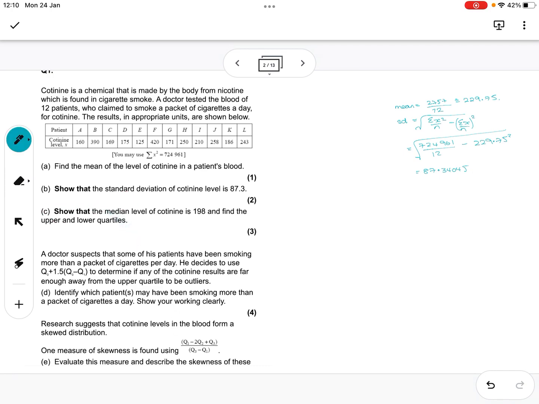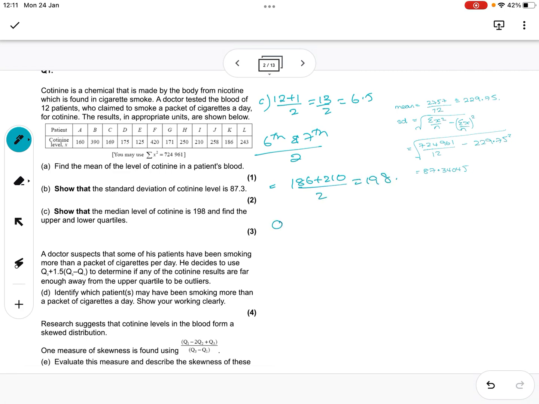Okay. Then it says show that the median. Now, this is just a list, so you should be able to do this one. You have to reorder it and recognise that the median is the middle number of all of these, and there are 12 of them. So 12 plus 1 divided by 2 gives you 13 over 2, which is 6.5. So you need the 6th and the 7th term and divide it by 2, which is 186 plus 210, divided by 2 gives you 198 as shown.